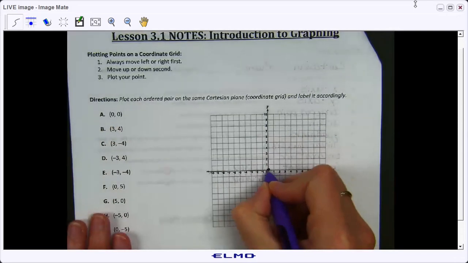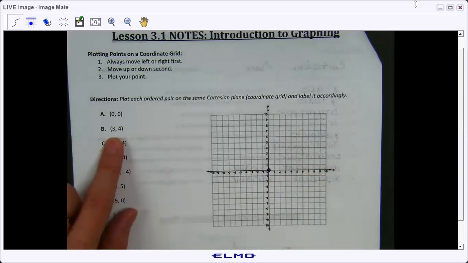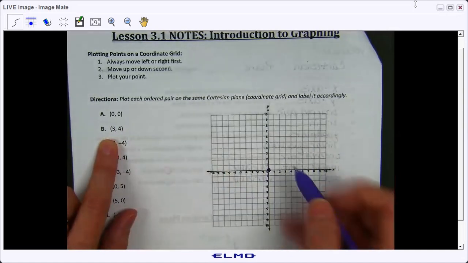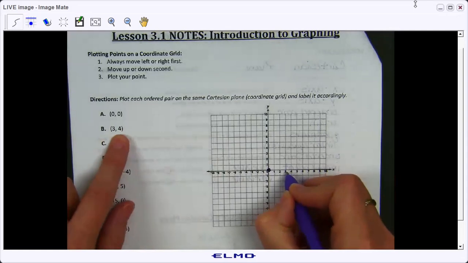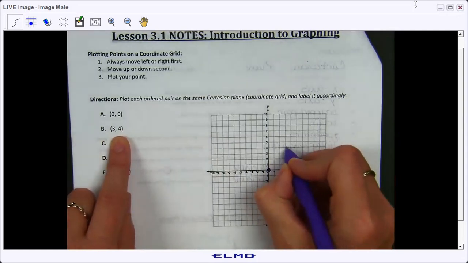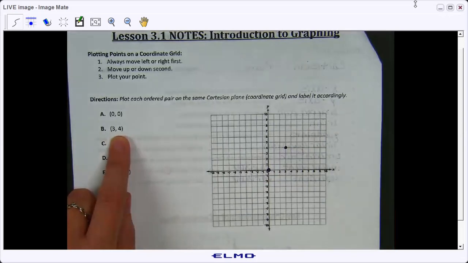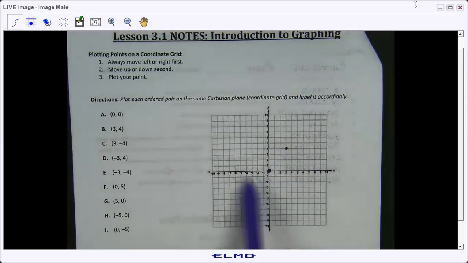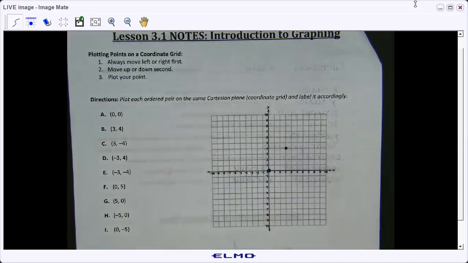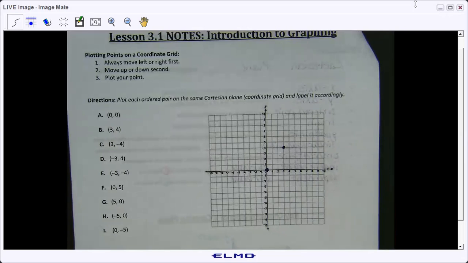That's at 0, 0. And you're always going to go either to the left or right first. If it's positive, you go to the right. So I'm going to go over to 3. And if your second one is positive, you're going to go up. So you're going to graph a point here. Negative goes to the left, and for the second number, negative goes down. I'm going to give you about 2 minutes to fill out this graph, and then we're going to come back and check.